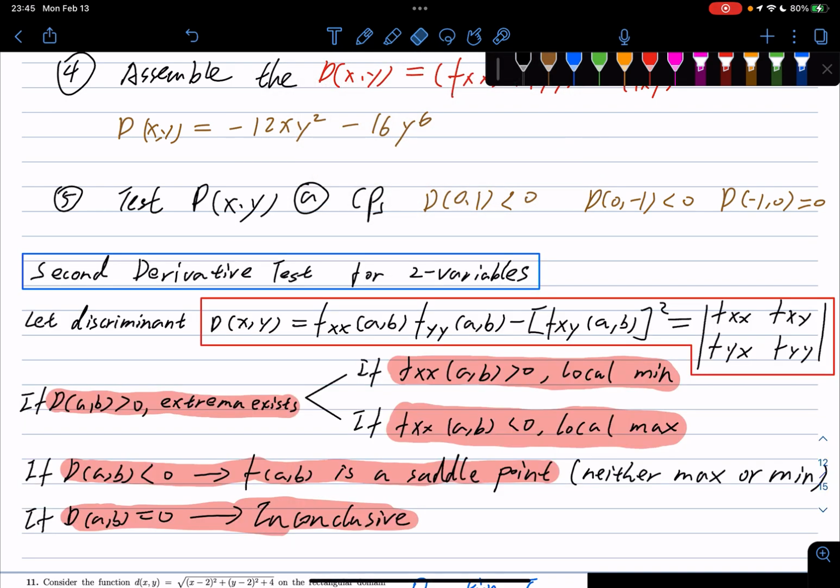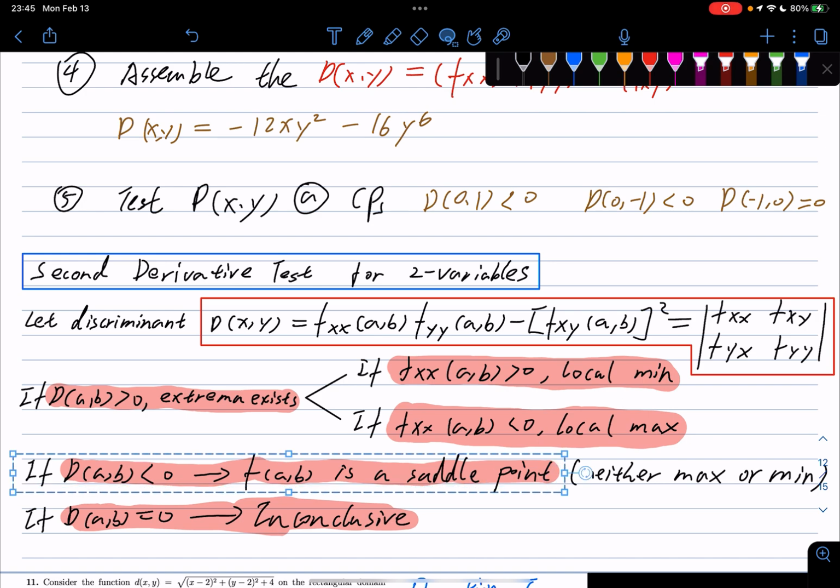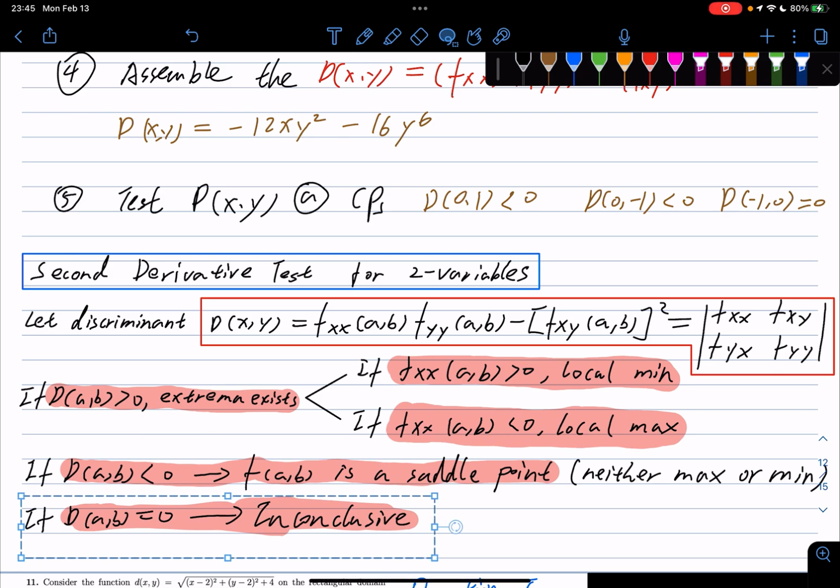You can read the whole analysis if you want, but I'm just going to jump straight to the conclusion right here, because the first one is smaller than 0, right? So it's a saddle point. It's neither a maximum nor a minimum. Same thing for D at (0, -1). So we have two saddle points. And then the last one is equal to 0. That means that the test is inconclusive.